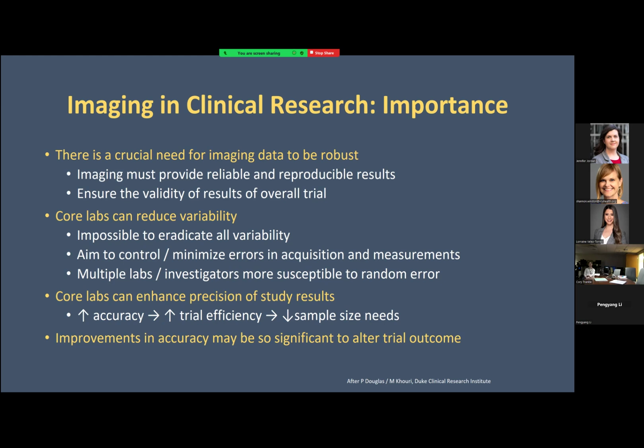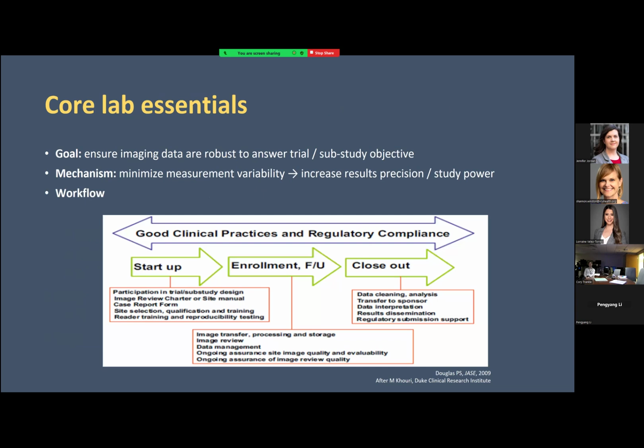There are a few essential components of a core lab. The goal is going to be to ensure that the imaging data is robust to answer the trial or the sub-study objective if it's not the main outcome. And the way that a core lab does this is through minimizing that measurement variability, which gives more precise measurements and increases your study power. A diagram down here shows a really nice example of the general workflow.